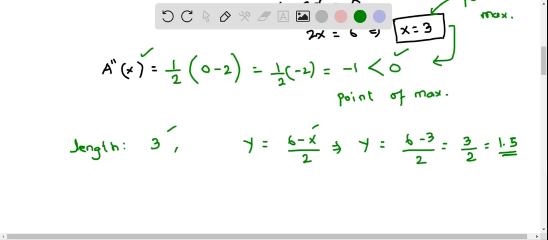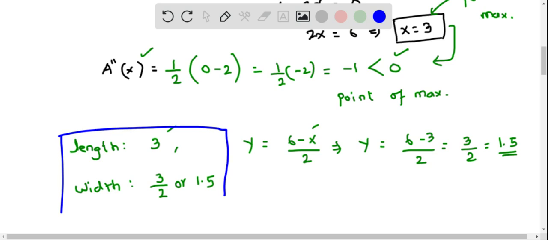So therefore we see that the width of the rectangle equals 3 halves, or 1.5 in decimals. So thus we have identified the length and width of the rectangle where the area of the rectangle is maximum.